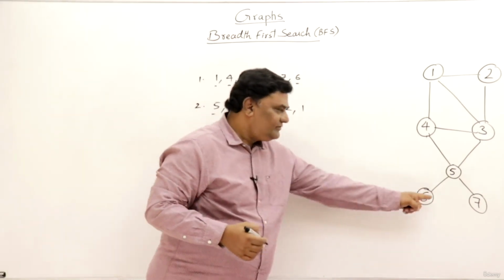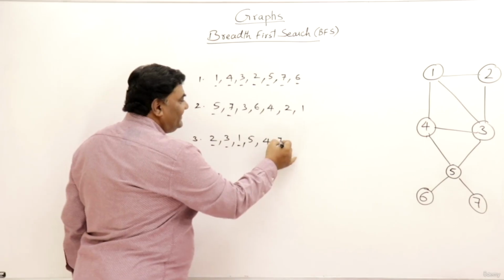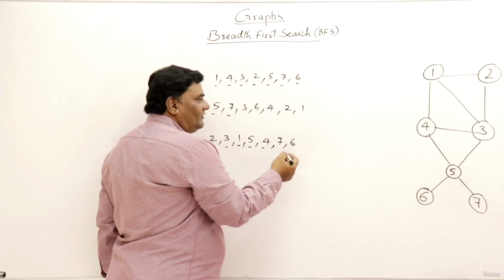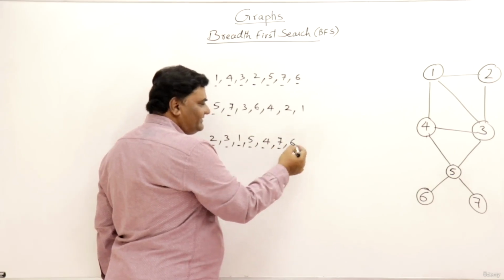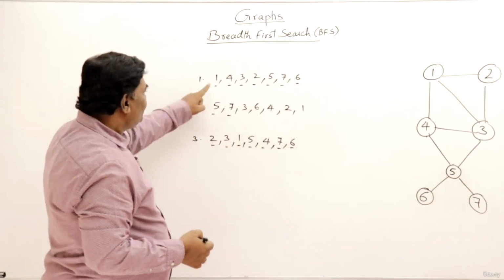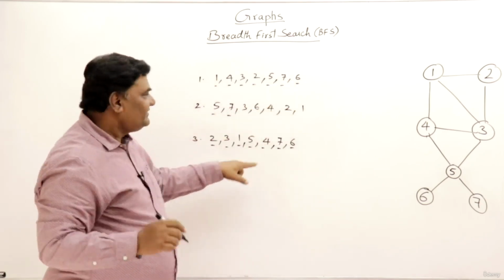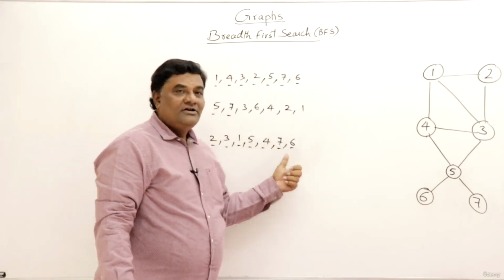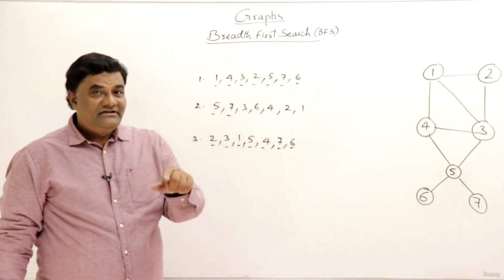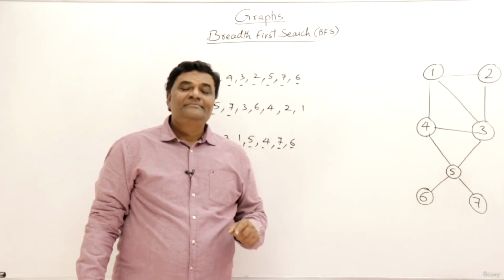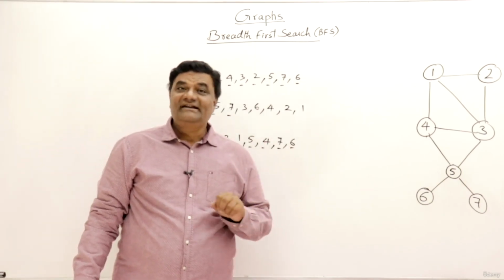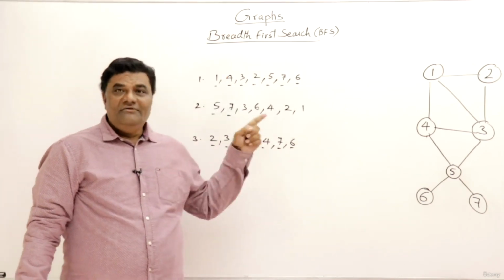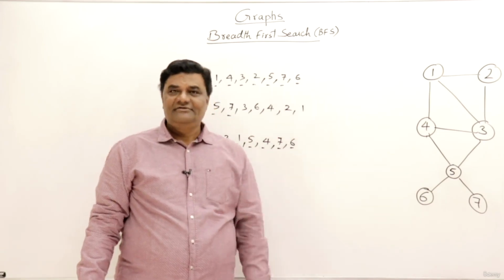Then 5. Who are adjacent to 5? 6 and 7. I'll take 7 and 6. Okay, so 5 is explored. Now start exploring 4. There is nothing adjacent, as they are already visited. Then for 7, nothing adjacent. For 6, nothing adjacent. So I got this answer. 1, 4, 3, 2, 5, 7, 6 is a correct breadth first search. 5, 7, 3, 6, 4, 2, 1 is also correct. Even 2, 3, 1, 5, 4, 7, 6 is also correct. The differences are that the starting vertex is sometimes different, and the order in which the vertices are explored or visited also changes. So all these are valid breadth first searches for this graph.